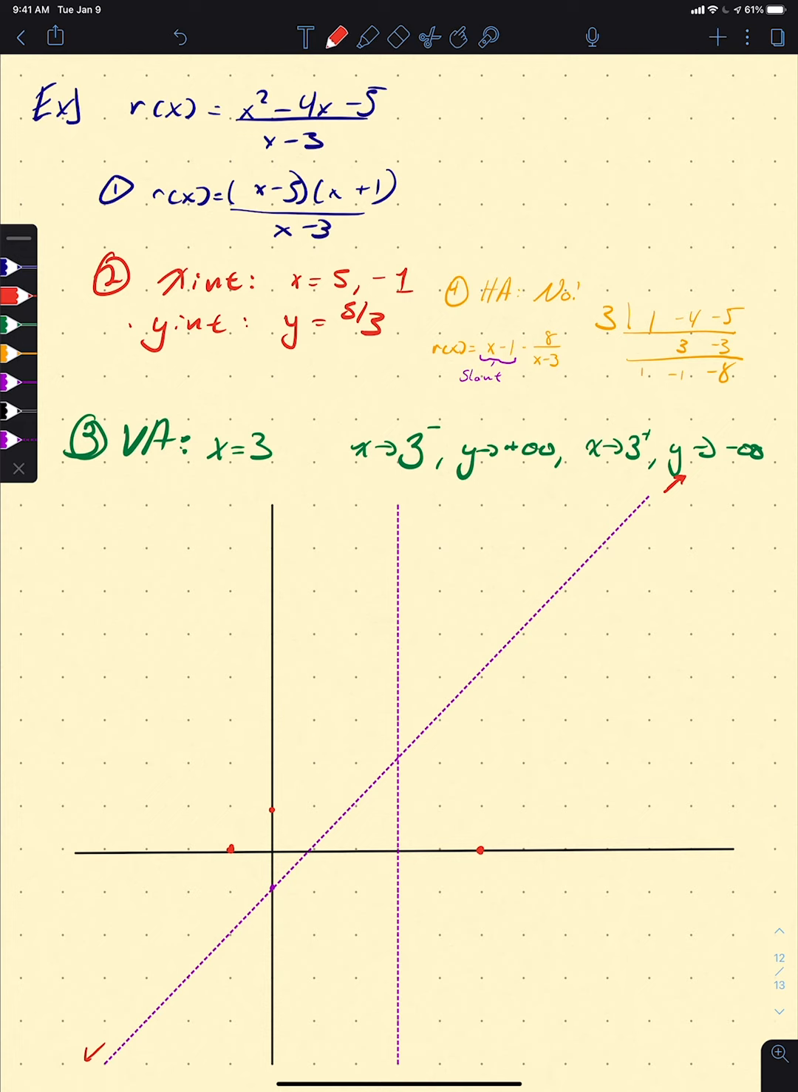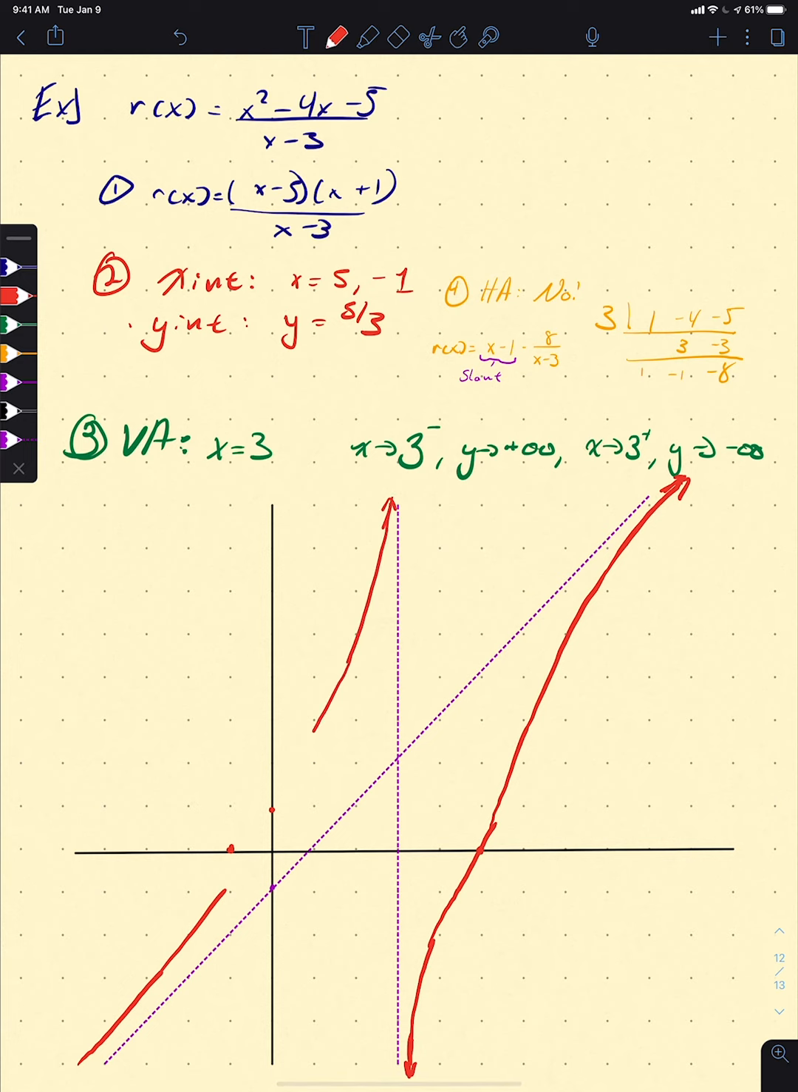We know that as we go to 3 from the left, we're going to go to positive infinity. As we go from 3 to the right, we're going to go to negative infinity like that. Okay, and now we connect all of this as best we can. These guys are not always the smoothest to draw, but we do what we can. It's going to look something like that.